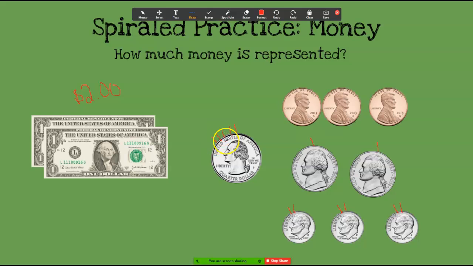5, 10, 15, 20, 25, 30, 35, 40, 45, 50, 55, 60, 65. So in these coins right here, I have 65. Now I'm going to start counting by ones. 65, 66, 67, 68. So I have 68 cents. Okay, so my total with the $2 and the 68 cents is $2.68.